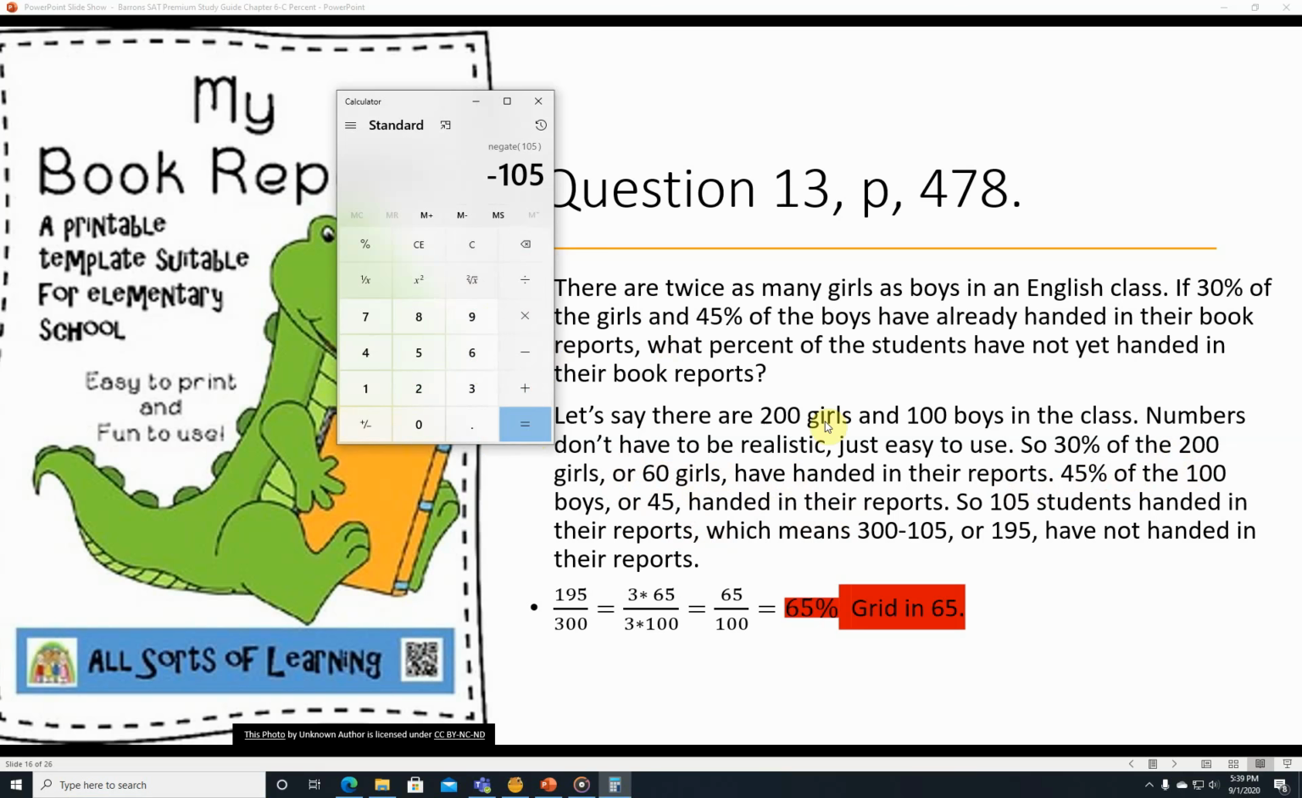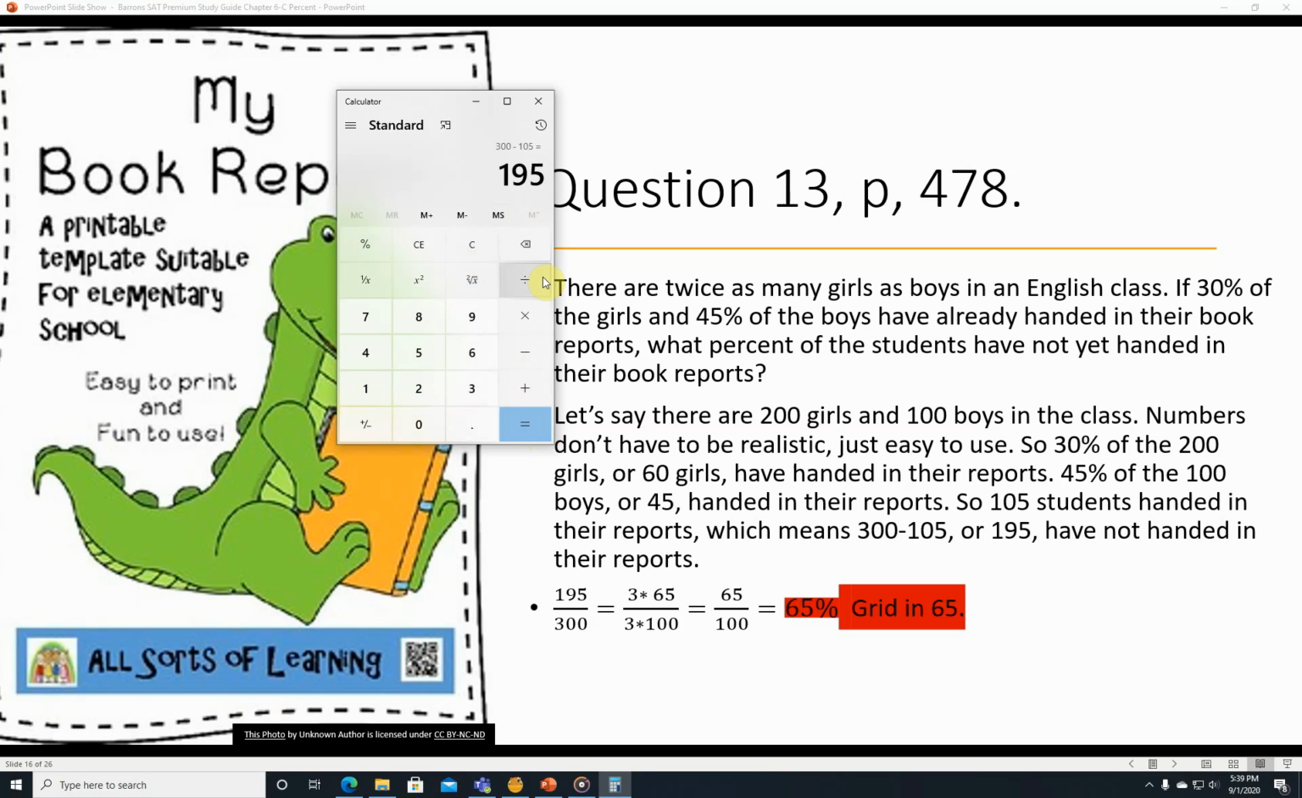So remember, there's 300 total, 200 girls, 100 boys. So we're just going to make this negative, add it to 300, and boom, we get 195. Or you just take 300 minus 105. Doesn't matter. I don't care how you do it. And boom, 195. So then 195 students have not handed in their reports.